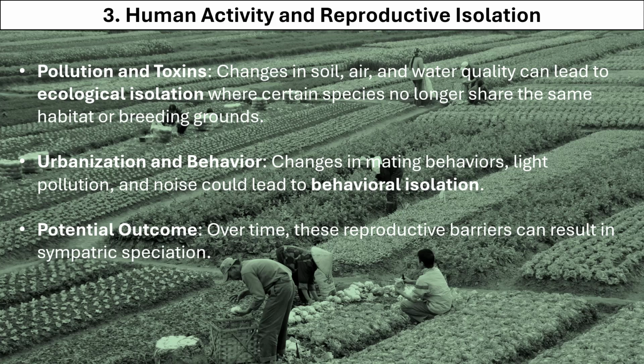Over time, this reproductive isolation will lead to sympatric speciation. So the organisms would still be living in the same geographic area, but their behavior would be so different that they cannot breed with each other.